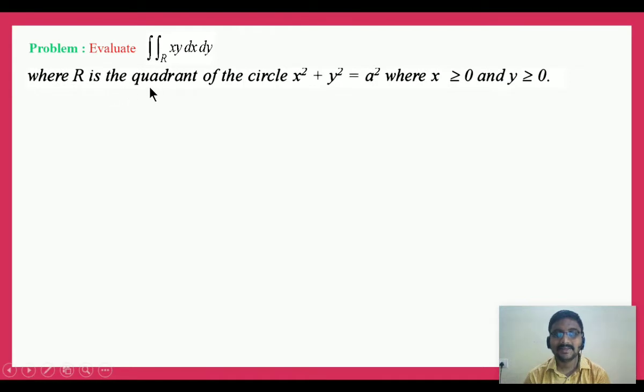Problem: evaluate double integral over R of xy dx dy. The problem is related to double integration. Here the limits are not given, but the region is the quadrant of the circle x square plus y square equal to a square, where x is positive and y is also positive. That is x greater than or equal to 0 and y greater than or equal to 0.